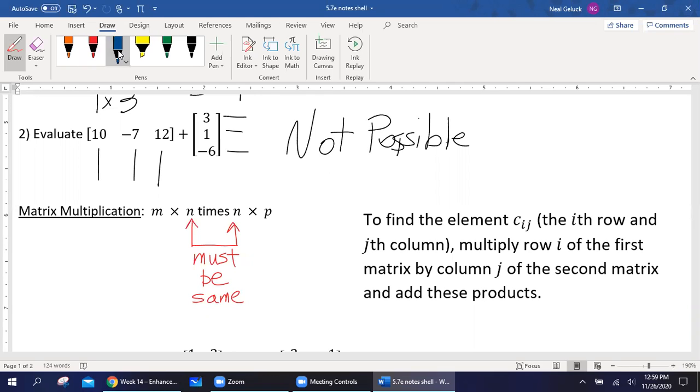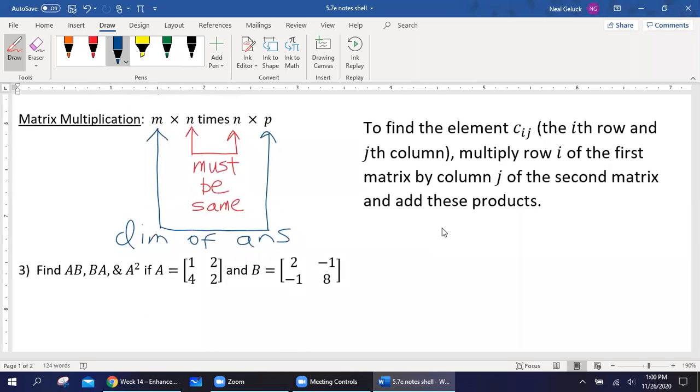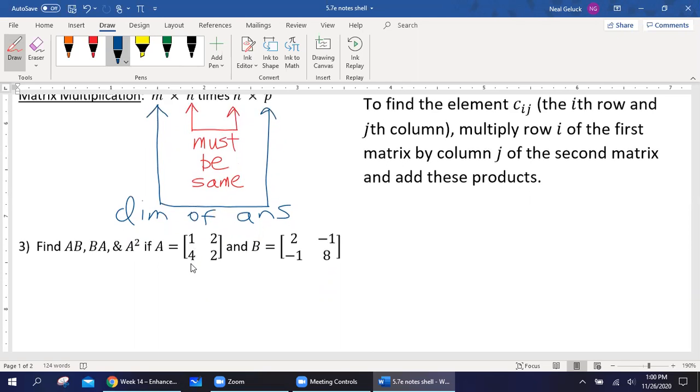If they are the same, great. Then the number of rows of the first matrix and the number of columns of the second matrix, that's going to be the dimension of your answer. And this is technically how I do it. This is very confusing. What you're going to see is, through example, how we multiply them. This takes some time. We're going to go through it very slowly on the first few, but it is not intuitive.